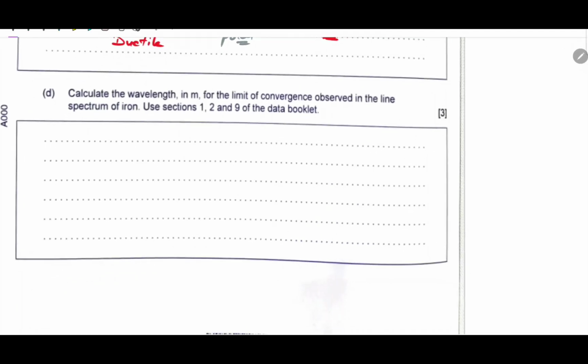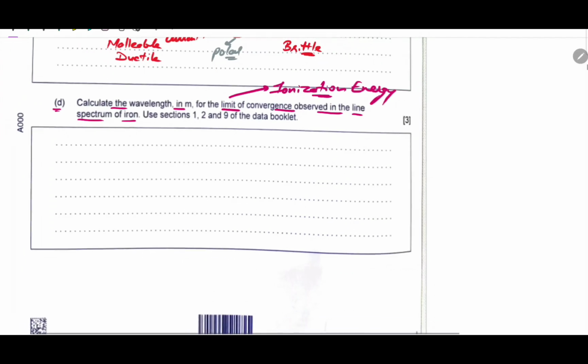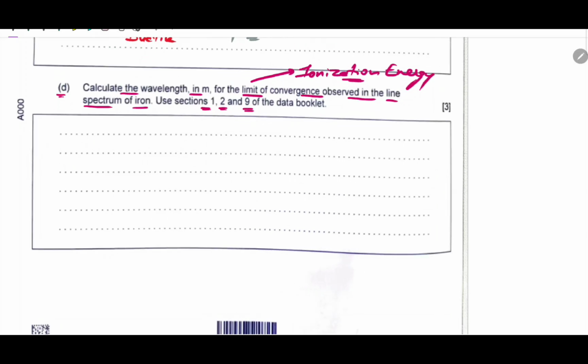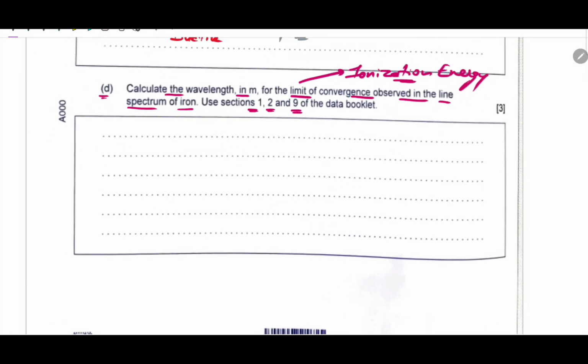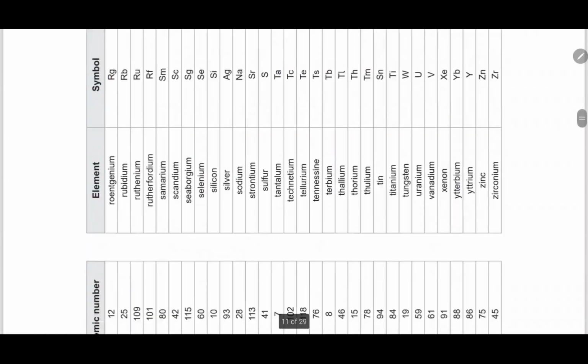Now part D says, calculate the wavelength in meters for the limit of convergence observed in the line spectrum of iron. The limit of convergence always means the ionization energy, and we should know that. We have to use sections 1, 2 and 9 of the data booklet. Section 9 will give us the ionization energy, and 1 and 2 will give us the formula. Now by using section 9, I can find the ionization energy of iron, that is E.